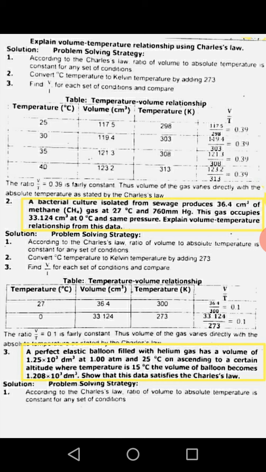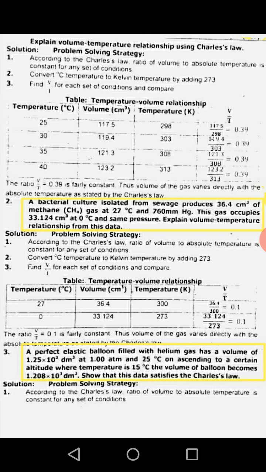This gas occupies 33.124 centimeter cube at 0 degrees. Again, we have been given the volume 33.124 and the temperature value, that is 0, under the same pressure, that is again 1 atmosphere or 760 mm of mercury. So what do we have to explain? We have to prove the relationship from this given data.